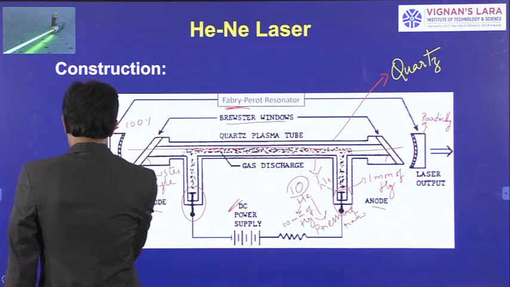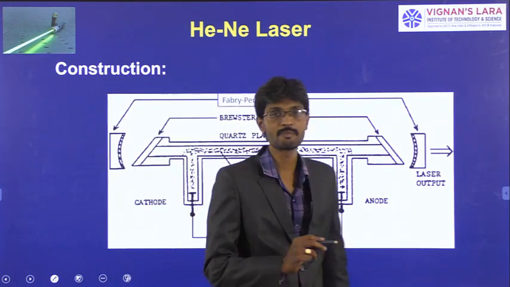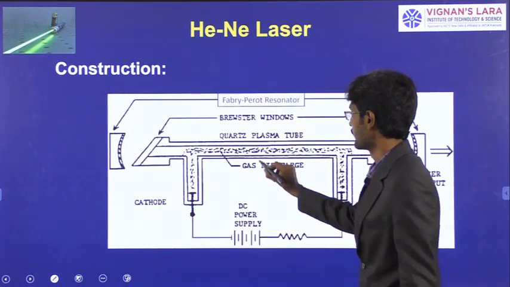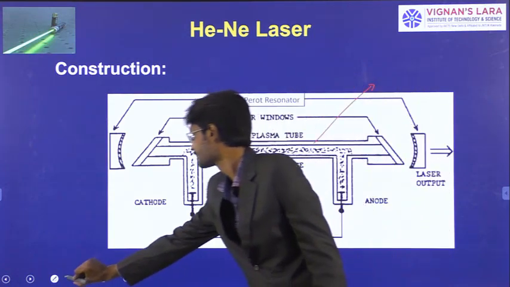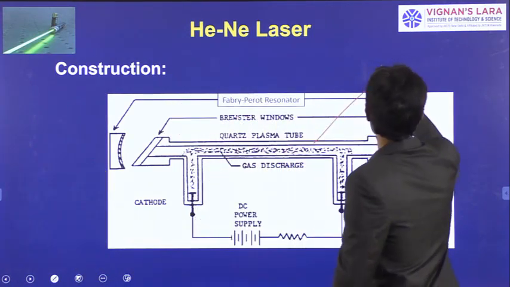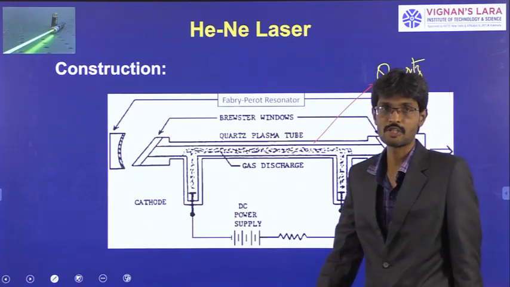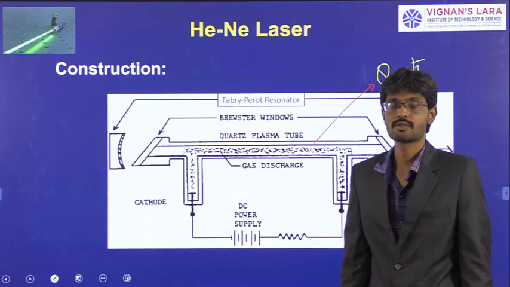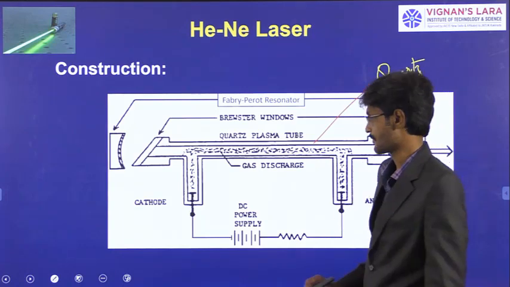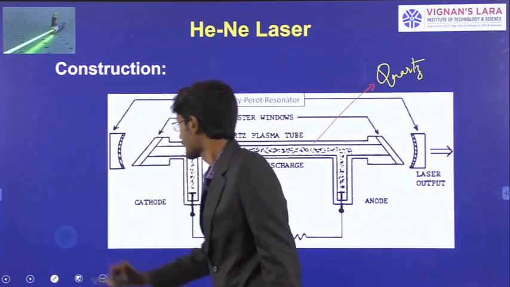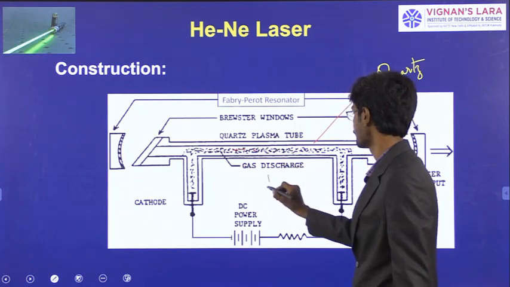If we see again the construction of the helium neon laser, it contains a discharge tube made up of quartz. Here the discharge tube is made up of quartz because quartz has the ability to absorb infrared radiations, and the discharge tube is filled with a mixture of helium and neon.